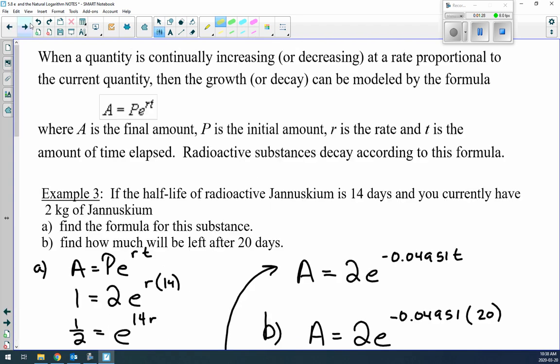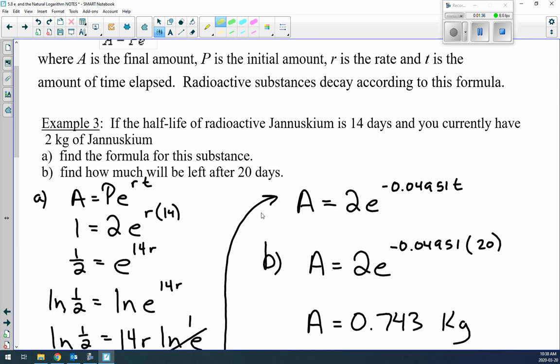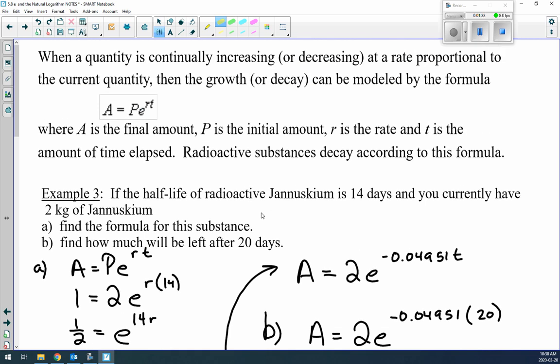Okay, so let's look at where this stuff comes into real life. Radioactive decay, and I think the next example is investments. This is where you'll see natural logs all the time. When a quantity is continually increasing or decreasing, it has either growth or decay that's modeled by A equals Pe^(rt), right? A is the final amount, P is the initial amount, e is obviously the natural log base, r is the rate, and t is the time.